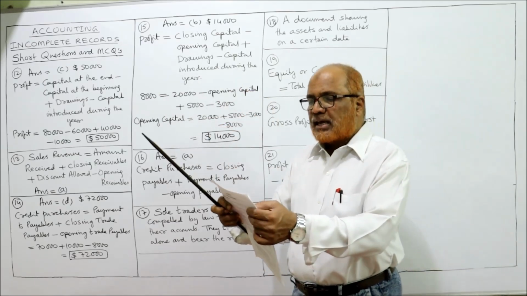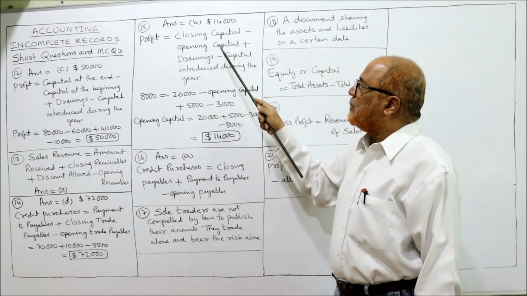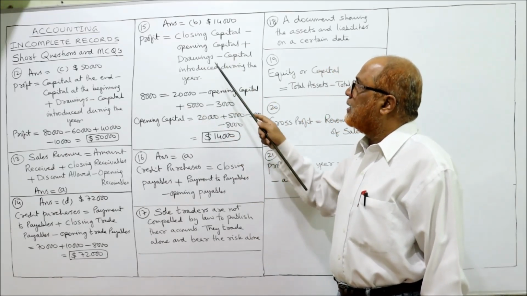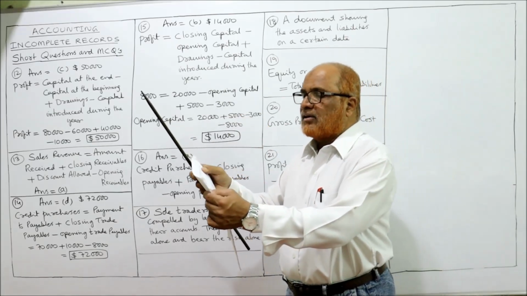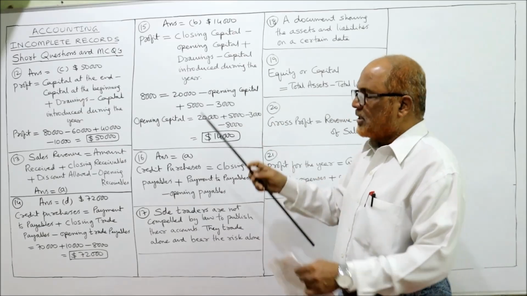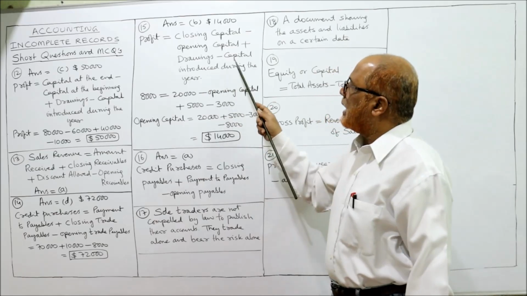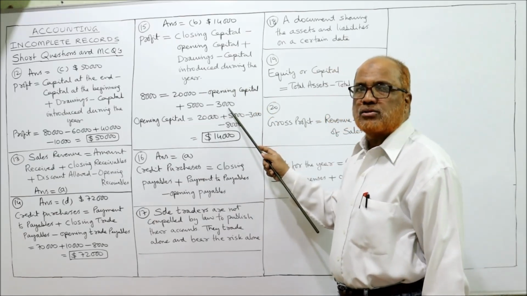Closing capital is given, 20,000. So closing capital 20,000. Opening capital we don't have. So minus opening capital. Plus drawings. Drawings are given, 5,000. So in place of drawings, I am writing 5,000. Then capital introduced during the year, 3,000. So here capital introduced, minus 3,000.